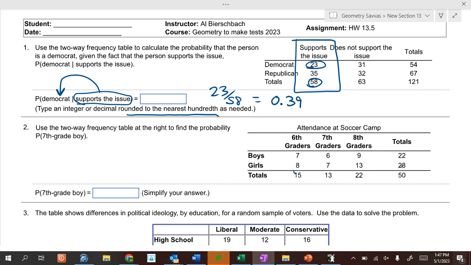Now, do you see any line on this one separating two things? No. So that's seventh grade boys out of everyone because there's no line there. So we're talking about the whole group. What's the probability of being a seventh grade boy? Well, that's a seventh grade boy out of everyone. 6 out of 50 reduces down to 0.12.